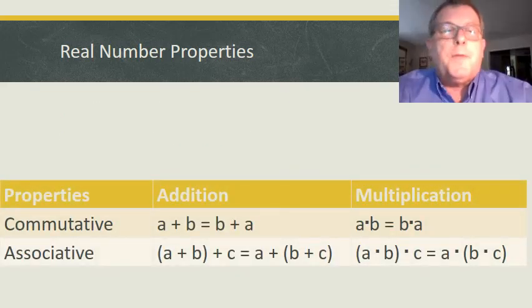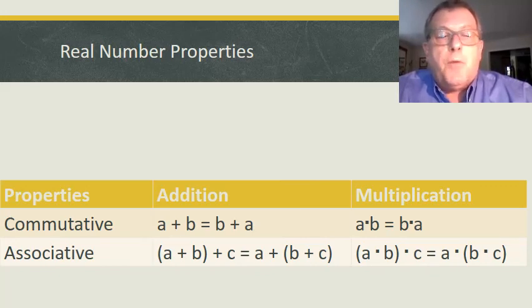Okay, so the first property that we're going to look at, if you look at our little chart, at the top of the chart we have the additive and multiplicative properties. The first one here is commutative. This is a hard word for me to say for some reason. But as it pertains to addition, A plus B equals B plus A.